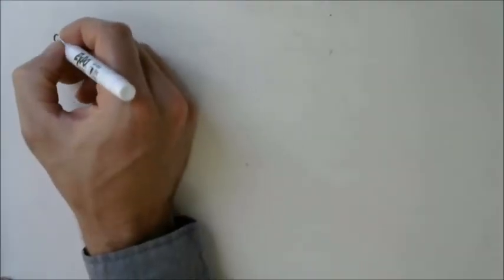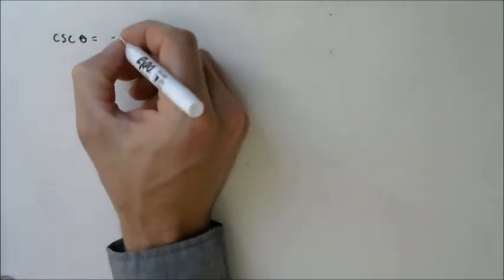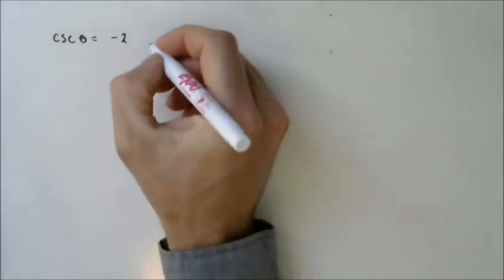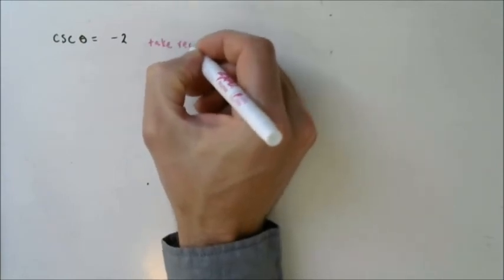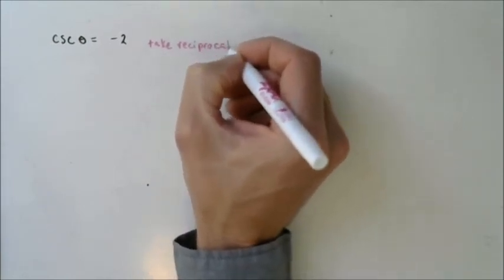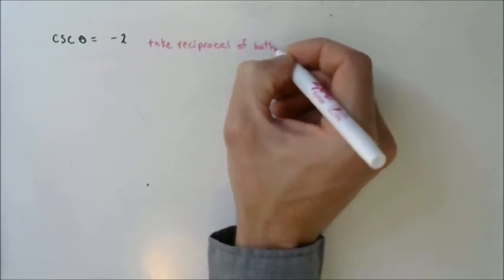Example 3 puts together a couple things from this lesson and also last lesson. It asks us to determine 2 angles between 0 and 360 that have a cosecant of negative 2. And then we're going to find out one that has a cosecant of negative 2, and it's going to be in a different quadrant. Okay, so we're going to start off by just indicating that we've got the cosecant of negative 2. I can't do much with that information, so I'm going to take the reciprocal of both sides. Okay, we'll make that little note. Take reciprocal of both sides.